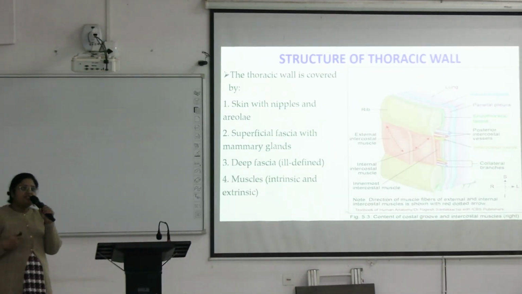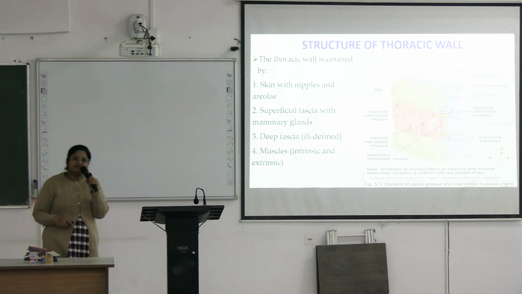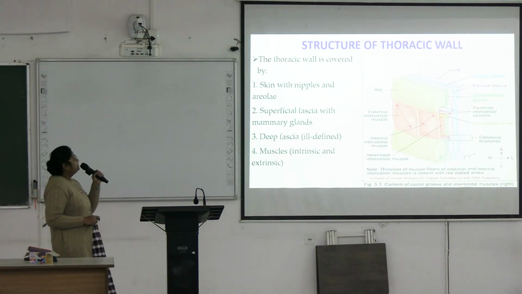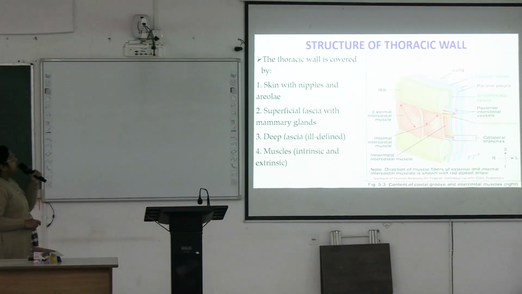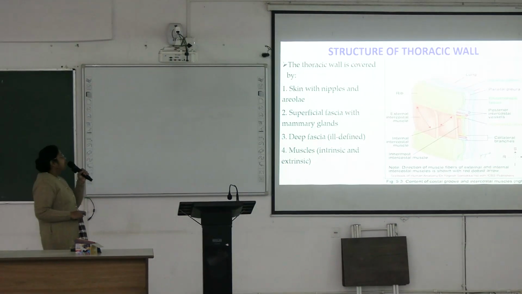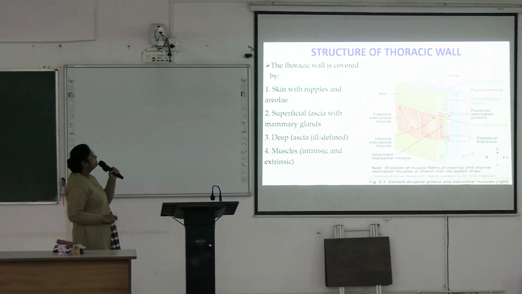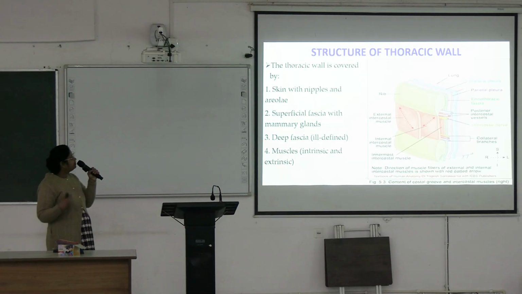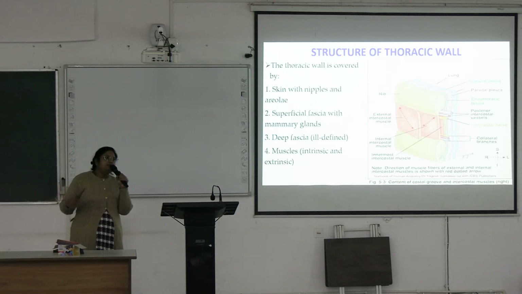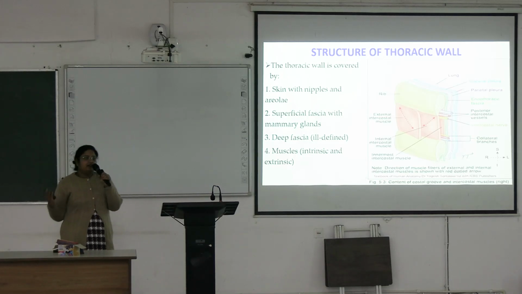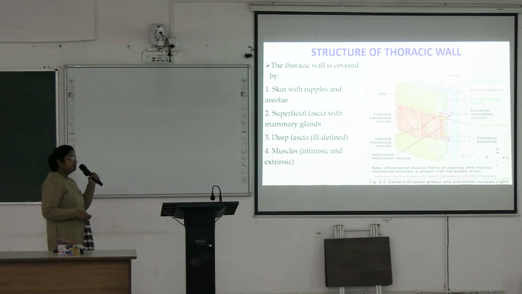Okay, so first we will discuss the structure of the thoracic wall. Okay, you will also see dissection of the intercostal spaces. So the thoracic wall is covered by skin with nipples and areola, and in the superficial fascia with mammary glands. And there is also deep fascia which is ill-defined. Deep fascia is ill-defined because the thoracic wall needs expansion during the expansion of the lung, and deep fascia makes it tough for expansion. That's why it is absent here almost, okay?